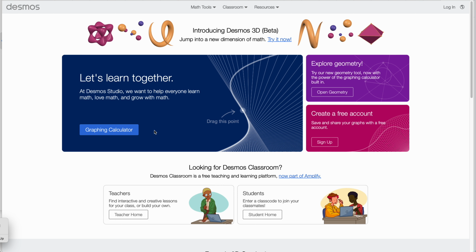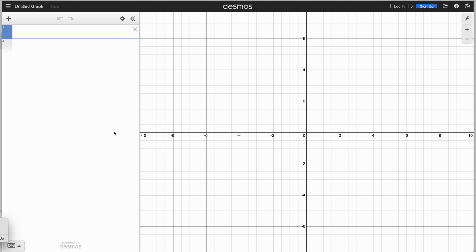Once you're on the home page, you're going to click on Graphing Calculator. What's really cool about their graphing calculator is that it can graph multiple equations at one time. What's important is you always have to start an equation with y equals. Desmos will not graph something if you don't have it solved for y, so you have to make sure your equation is in the right form.